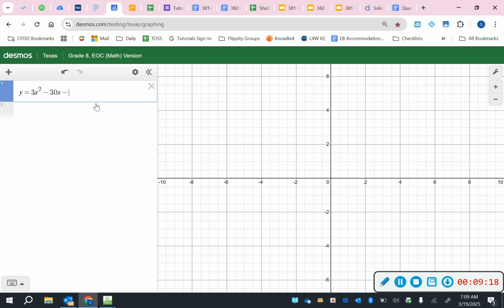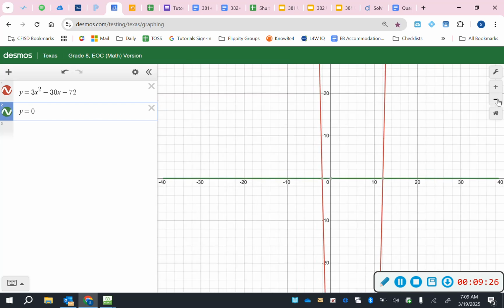Oh, why didn't y'all tell me? And then y equals 0. Okay, let me zoom out. Okay, so we have a solution at negative 2, and we have a solution at 12. They're asking us specifically for the positive solution. So our positive solution is 12.